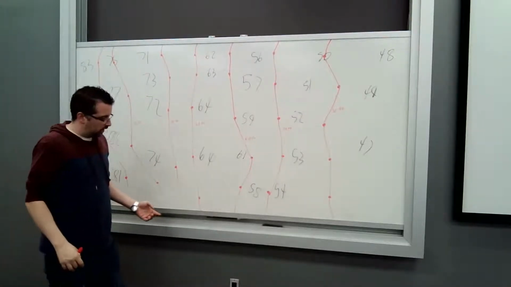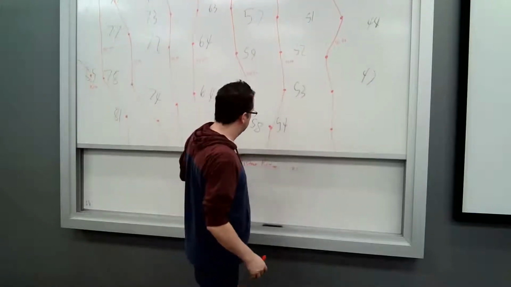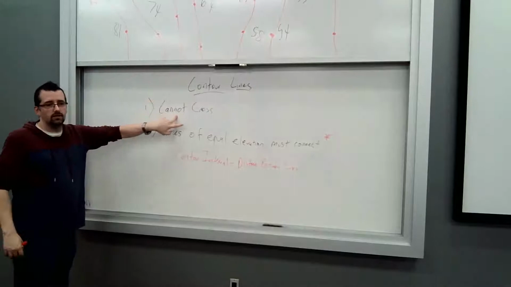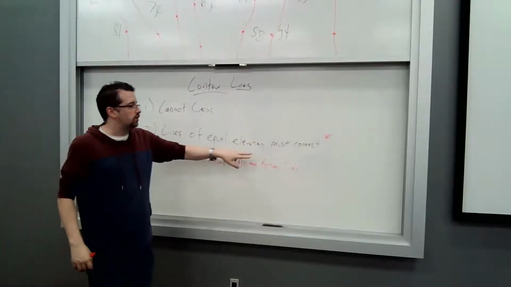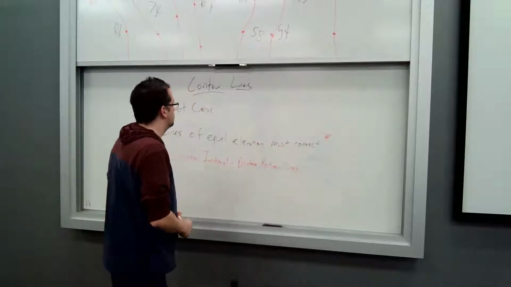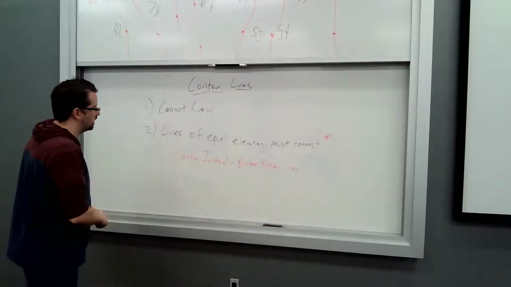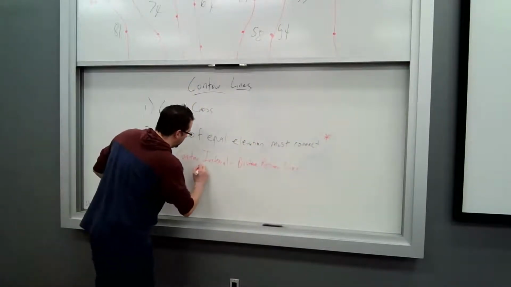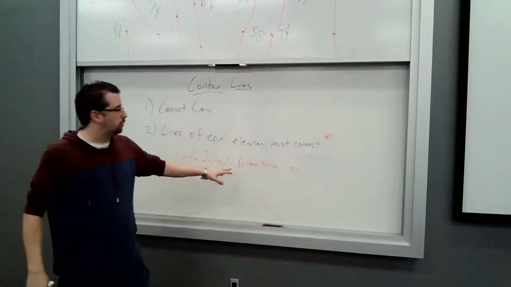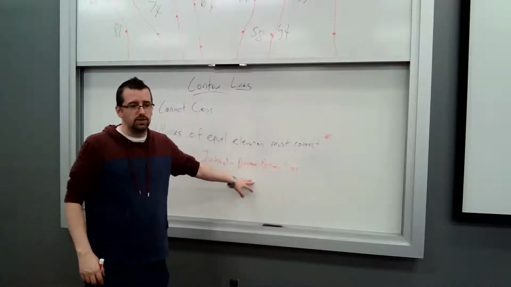Okay, so to review, right? You need to know that contour lines can't cross, and that lines of equal elevation must connect. They must connect. All right. And the contour interval, or the CI, right, is the distance between contour lines. This is what you need to know for this.